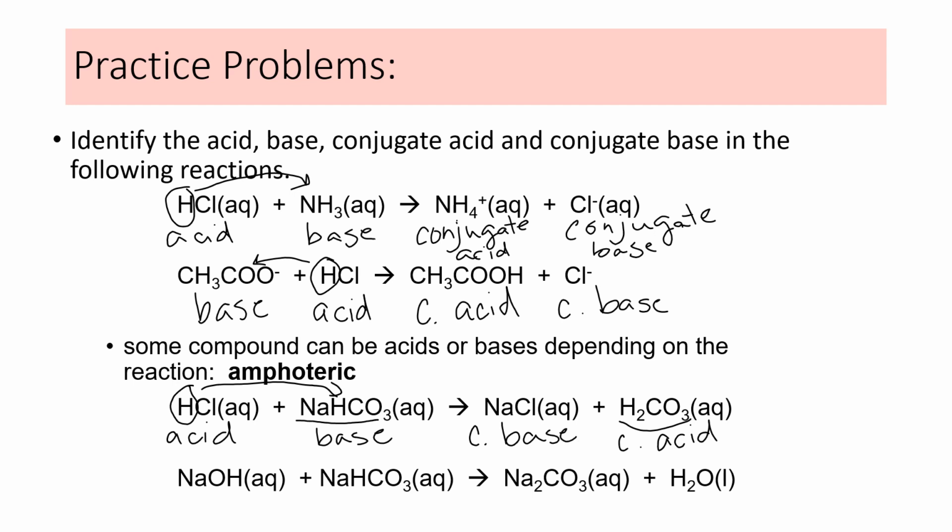Let's look at the next reaction where we're reacting sodium hydrogen carbonate with sodium hydroxide. And so now the H is coming off of the sodium hydrogen carbonate and joining the hydroxide. So sodium hydroxide now is the base, and the sodium hydrogen carbonate is the acid. So here we have this turns into, our acid turns into sodium carbonate, that's our conjugate base, and this turns into water, and that is our conjugate acid.